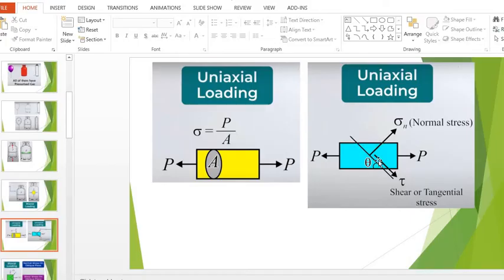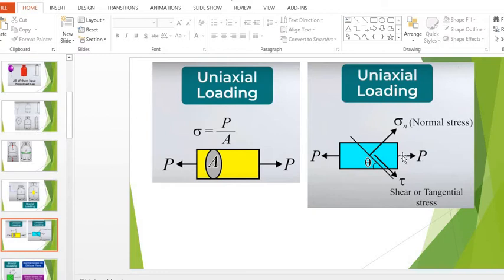So if I take one oblique plane, meaning I am cutting this section like this, right? So this is the oblique plane. So what will happen? See, at this oblique plane, this normal stress will act, and this normal stress will be due to the normal load, that is Pn.